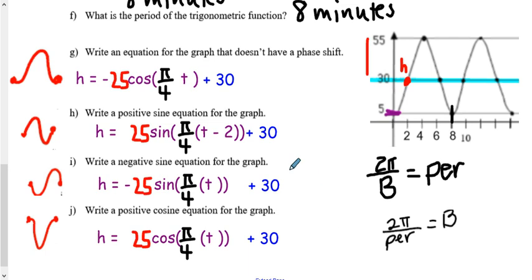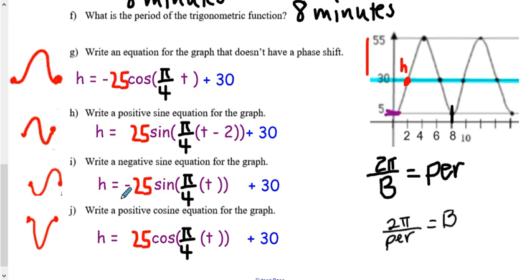I and J ask us to write a negative sine equation and a positive cosine equation. So I've copied my equation 2 more times. I'm going to have to insert my phase shifts right here. But let's remember what the graphs look like.